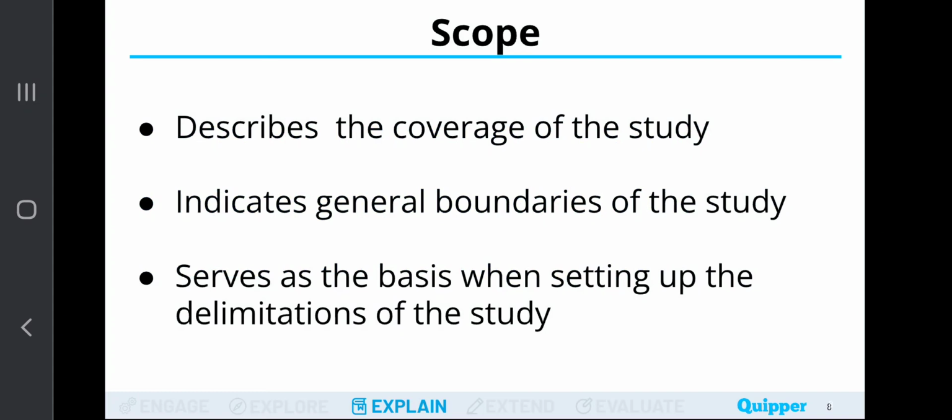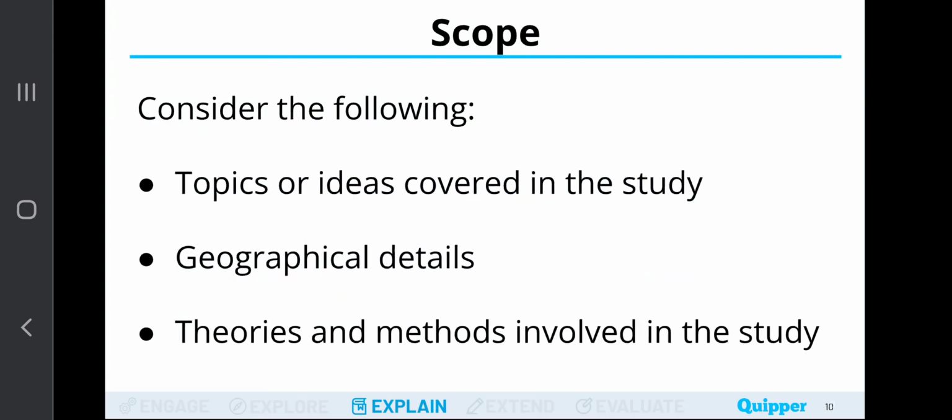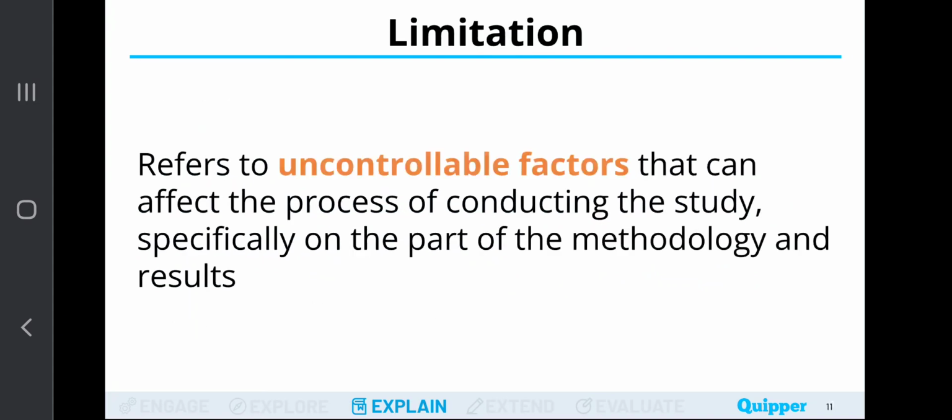Setting up your scope, consider the following: the general purpose of your study, the population involved in the study, and the time element and duration of the study. So all of these elements are going to be considered when we discuss and determine the scope of a particular study. We also need to consider the topics or ideas covered in the study, the geographical details, the theories and methods involved in the studies.